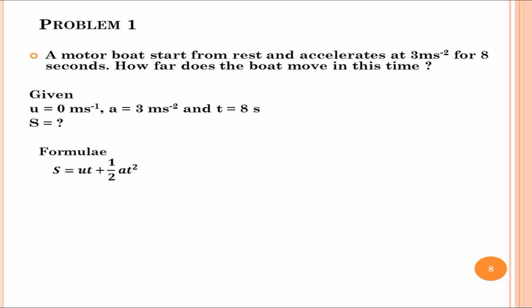So in the given data, as I told you, the body starts from rest. Its initial velocity u is equal to 0, undergoing a uniform acceleration, that is a equal to 3 meter per second square for the time t equal to 8 seconds. Let us substitute the given data in the formula, that is s is equal to ut plus half at square.